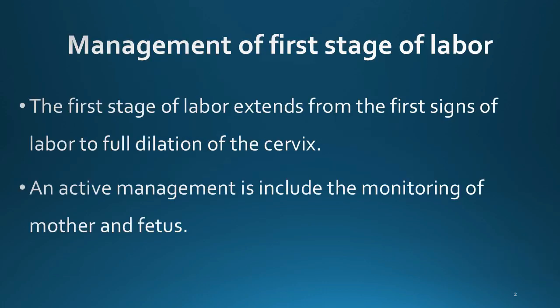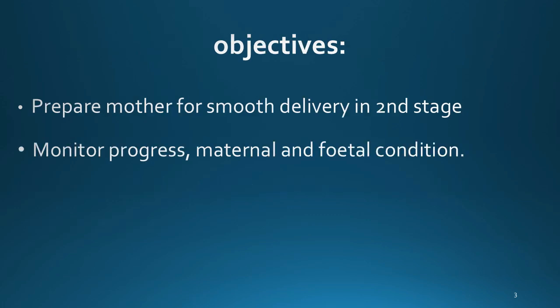This stage extends from the first sign of labor to full dilatation of the cervix. There is usually wide variation in the duration of this stage in both primiparous and multiparous mothers. It needs active management to prevent complications or problems for the mother as well as the fetus. For a better outcome of labor and delivery, we need to fulfill these objectives.